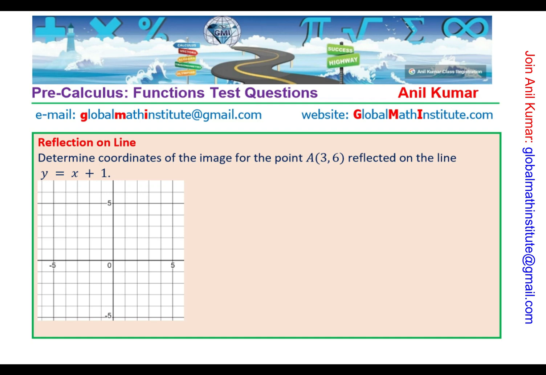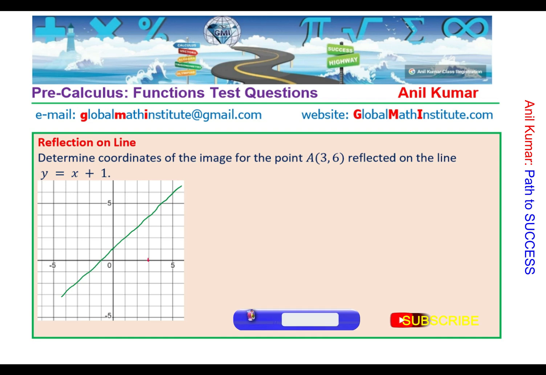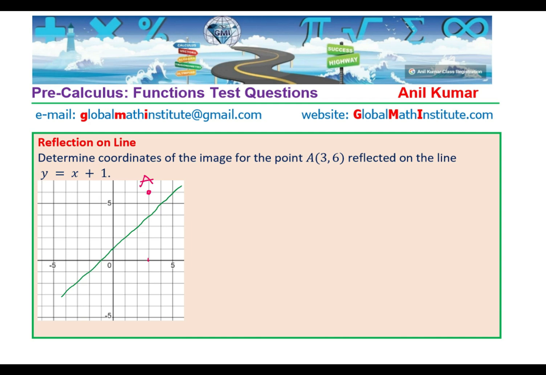So let's begin with very simple things, sketching the line itself, which is y equals x plus 1. So x plus 1 will be kind of like this. We are going to make a rough sketch here, which helps us to visualize the solution in no time. The coordinate point is (3, 6), so 1, 2, 3, and then 6. Let's call this point A, and we need to reflect it on the line x plus 1.